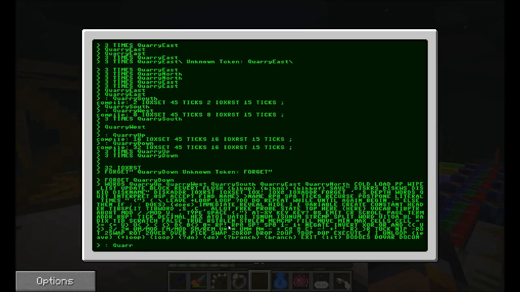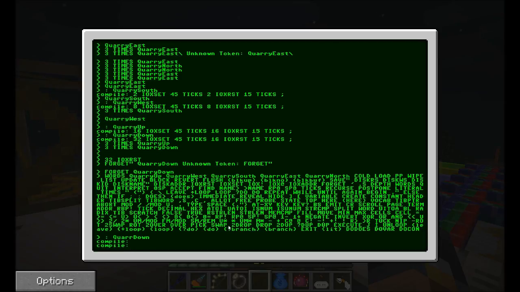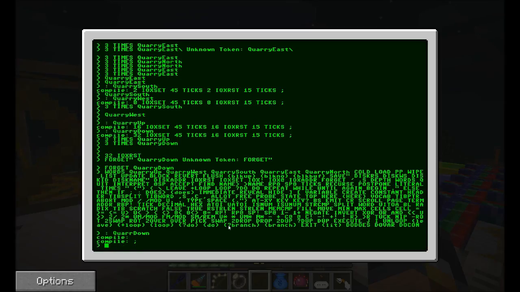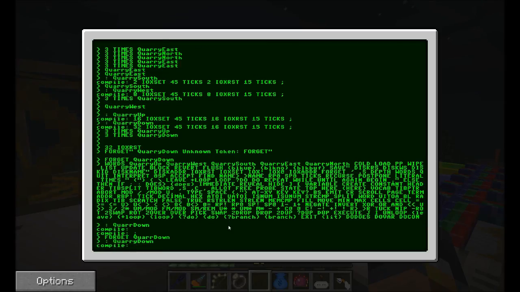So this is quarry down. And it helps if I spell it right. So this was 32 IOX set, 45 ticks, 32 IOX reset, 15 ticks. And command.